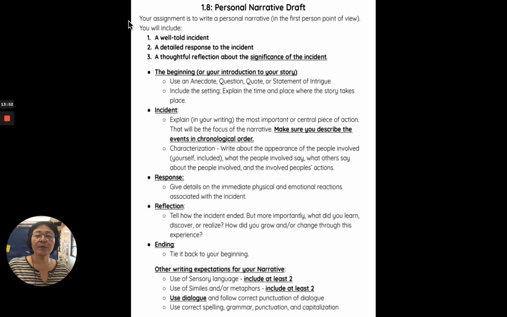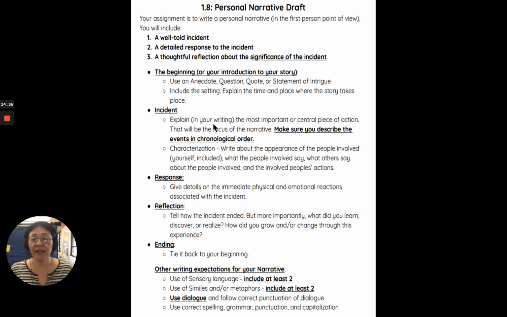So it says your assignment is to write a personal narrative in the first person point of view. Okay, and you should know what that is. You will include a well-told incident, a detailed response to the incident, and a thoughtful reflection about the significance or importance of the incident. You should have a beginning, like what I just talked about, or introduction to your story. Use an anecdote, a question, a quote, or a statement of intrigue. In that beginning, you will also include the setting, explain the time and place where your incident or your story is taking place.